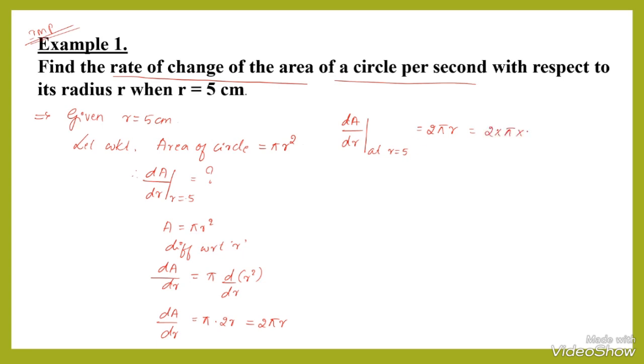2 into 5 into r. What is the r? 5. Okay. 2 into 5, 10. It becomes 10 pi with respect to per second. Okay. Rate of change of area. What is the formula for area? That is area, square, centimeter square. Okay. This is the result.